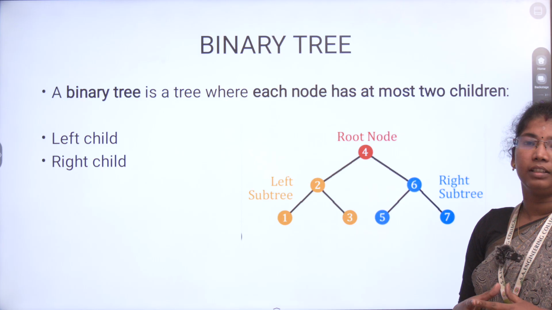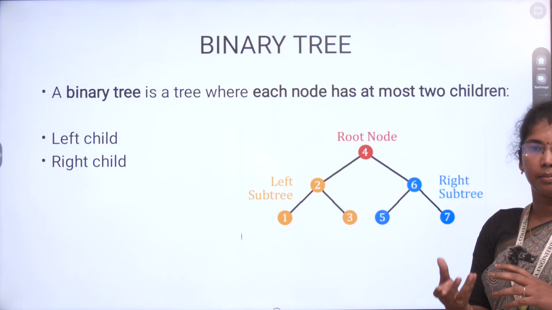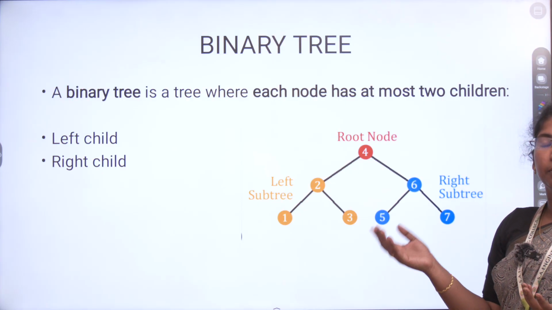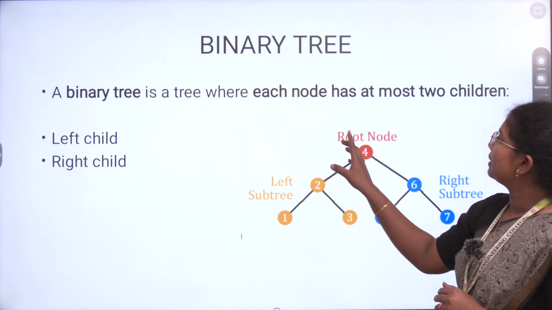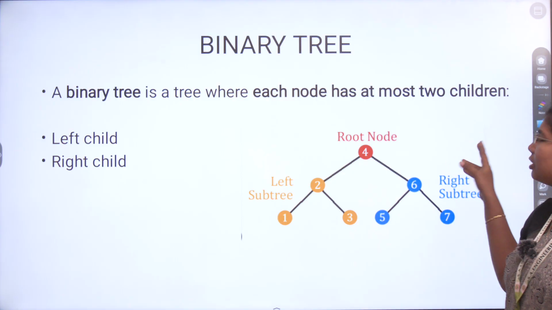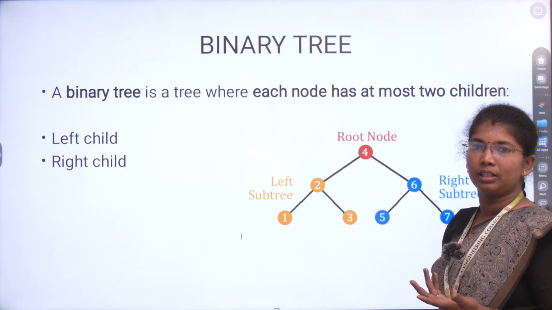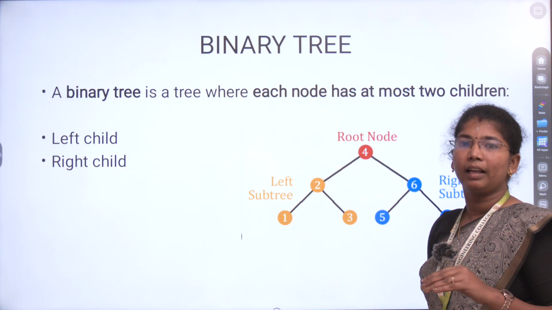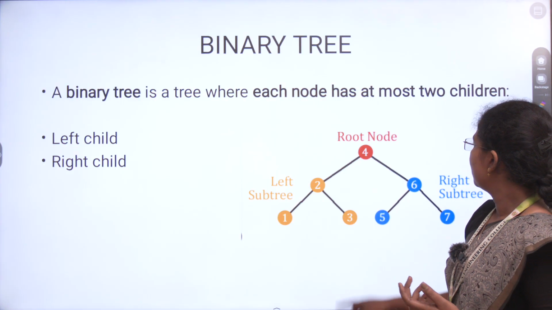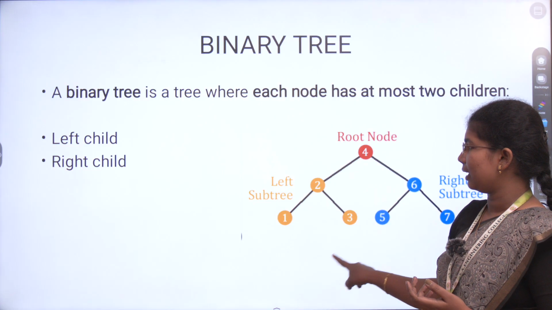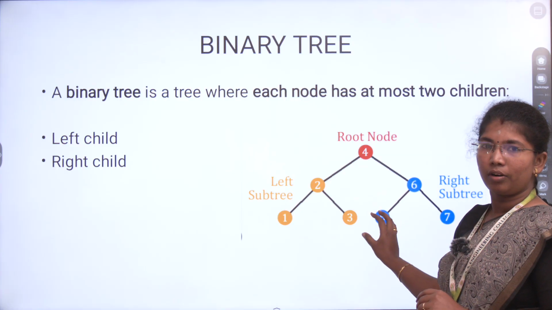Next, binary tree. We have to know what is a binary tree before getting into binary search tree. So we are just going to search something in a tree, that is a binary search tree. But before that, we have to know what is a binary tree. A binary tree is a tree where each node has at most 2 children. It can have 1 child or no children. So this is a root node, this is the left subtree and this is the right subtree. This is the basic structure of a binary tree.